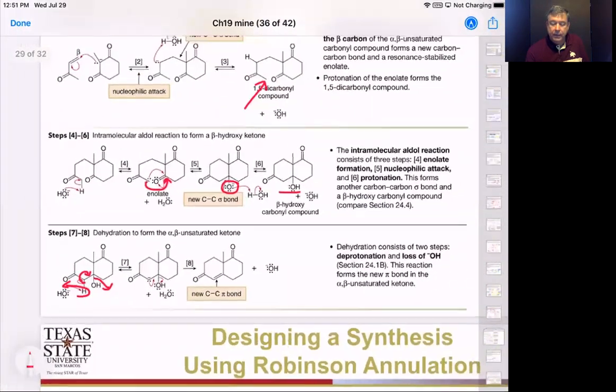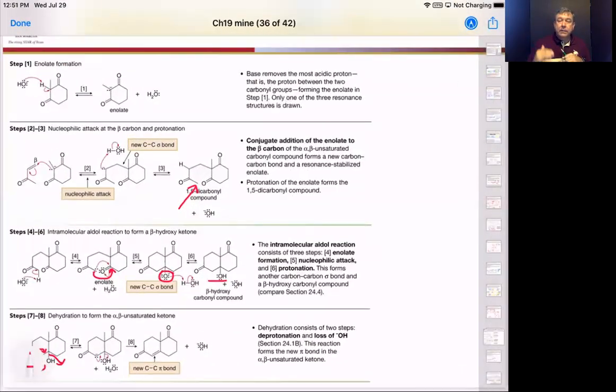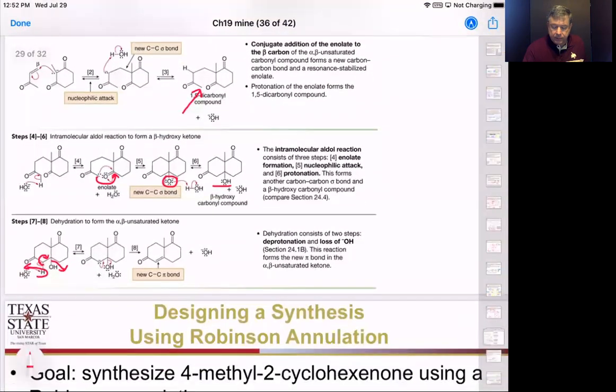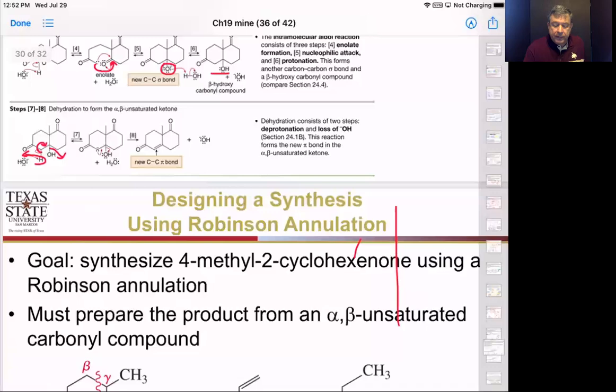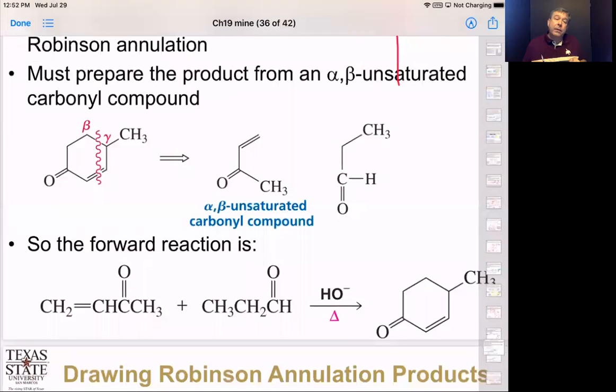Okay, questions on the Robinson annulation, okay? Every single step in the mechanism is something we've already done. The key is to keep track of where the carbons are, okay? So the carbonyl on the enolate is going to be the one that gets eliminated. That's going to be the one that turns into the double bond. The carbonyl on the conjugated system is the carbonyl we keep. Okay, so I think I showed that on the next one right here. So that's the key here, is to keep track of which compound had the carbonyl on it to begin with, and where it ends up in the final product.